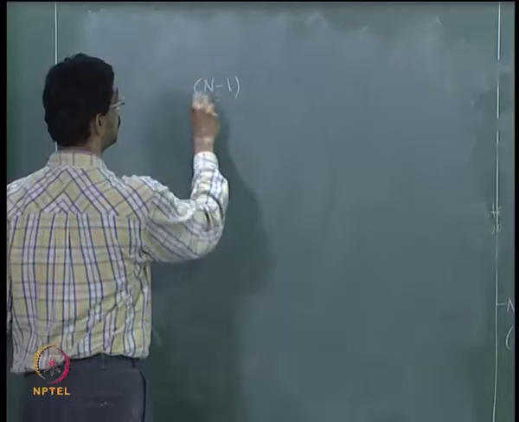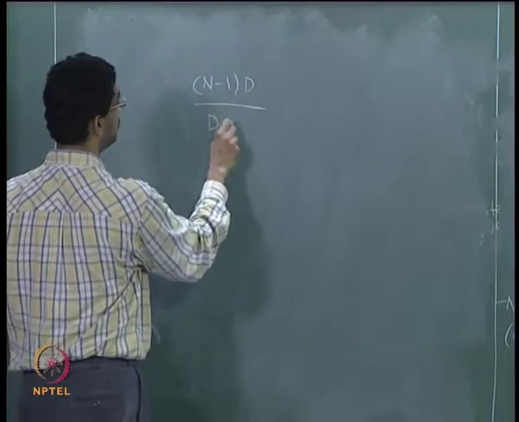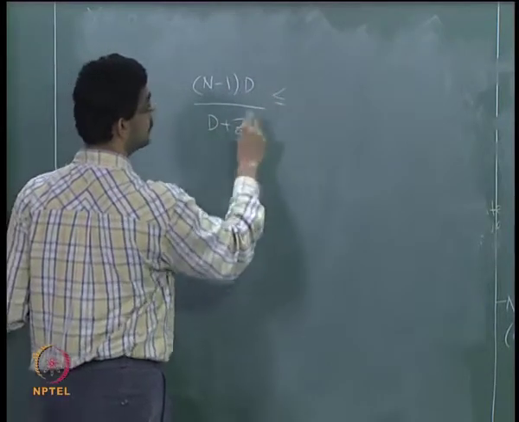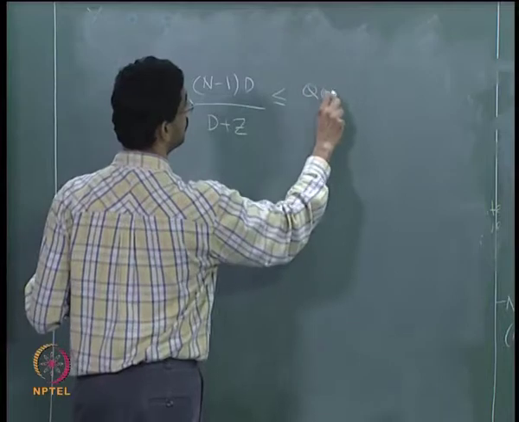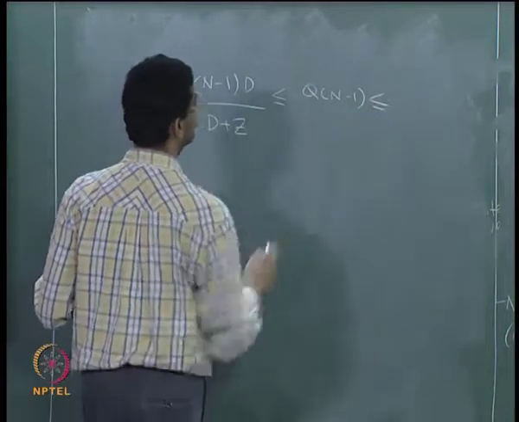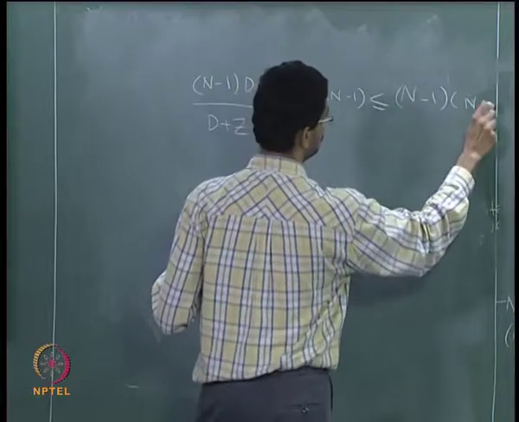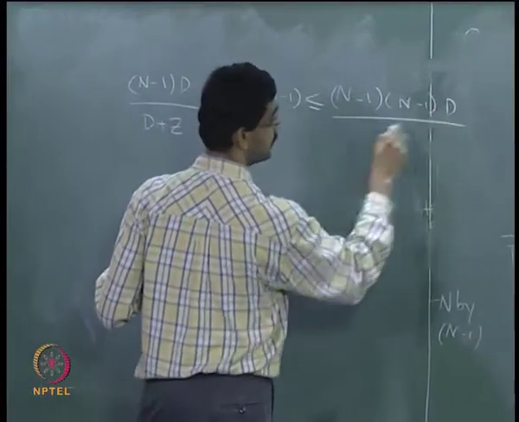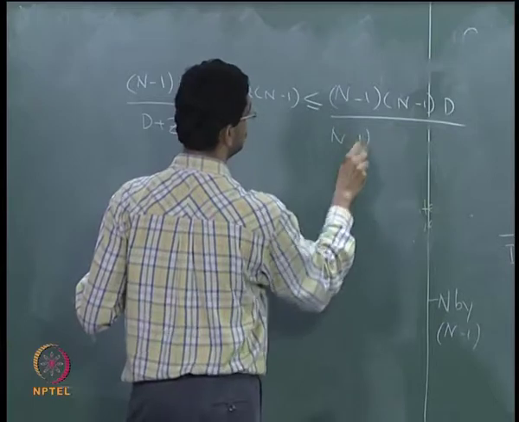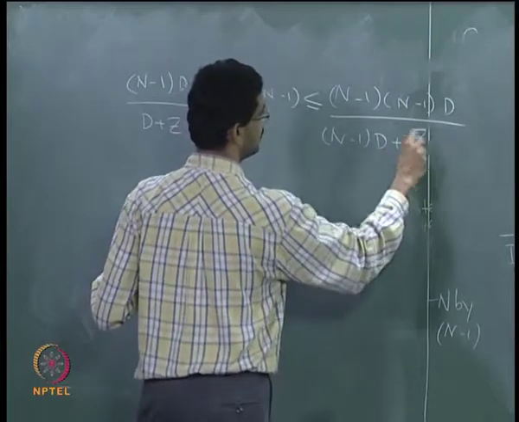n minus 1 into d divided by d plus z is less than or equal to q n minus 1, which is less than or equal to n minus 1 into n minus 1 into d divided by n minus 1 into d plus z.